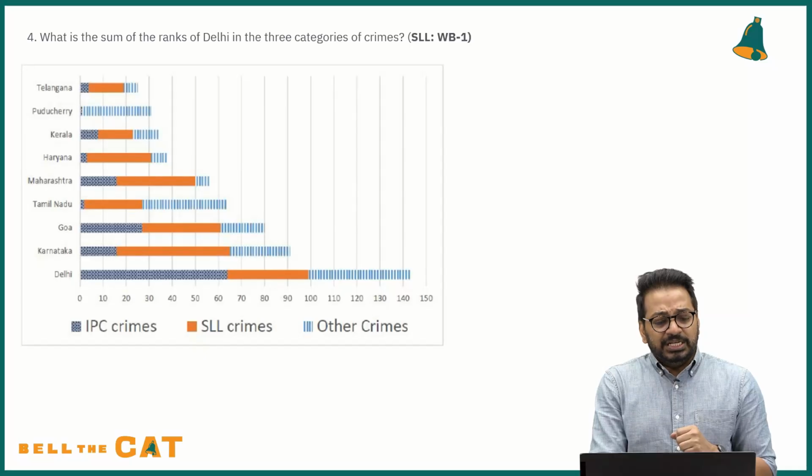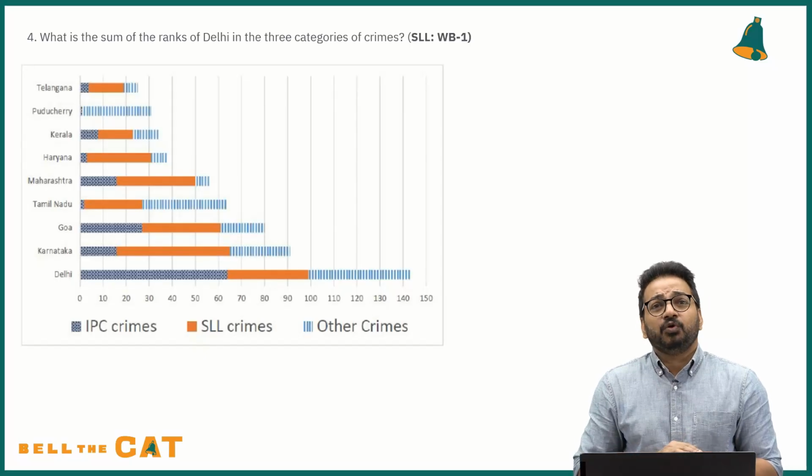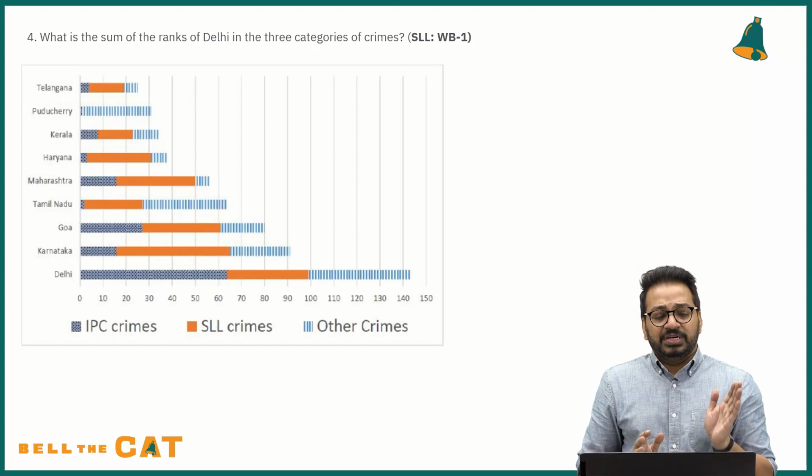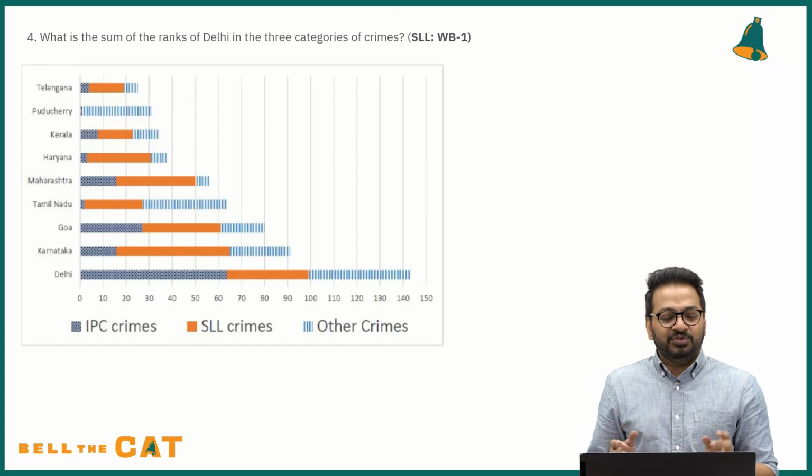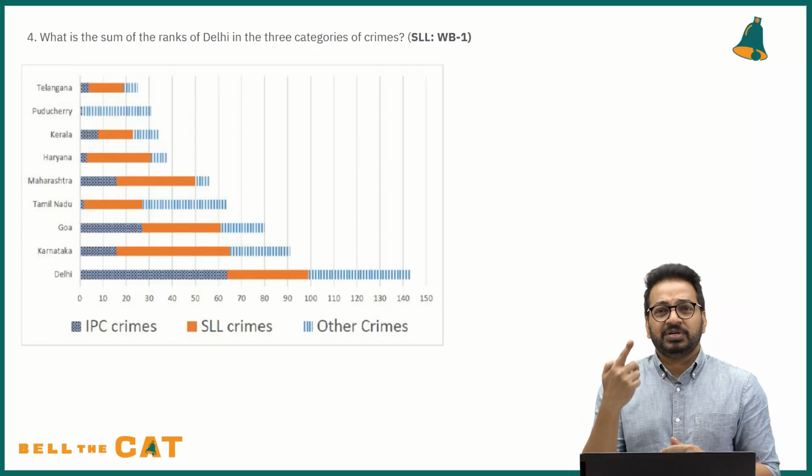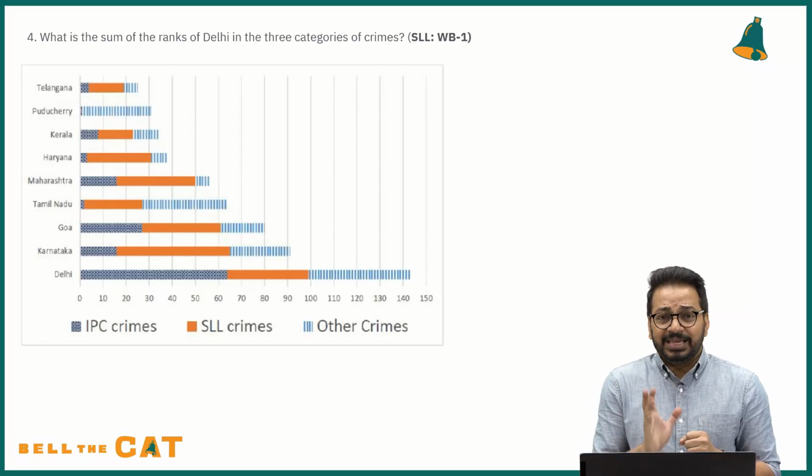Now I come to the last question. What is the sum of the ranks of Delhi in all 3 categories, right? So Delhi in all 3 categories. Straight away we know IPC, Delhi is 1. Other crimes also we know Delhi is 1. So already we know 2 values in terms of the sum of ranks. So the only value that is remaining is Delhi's rank in SSL.